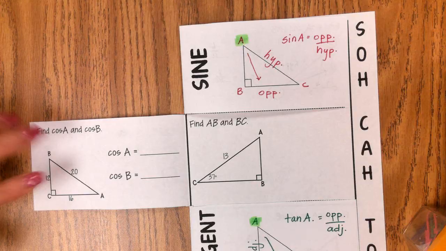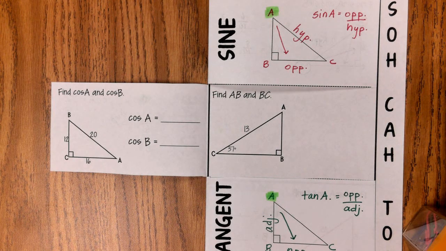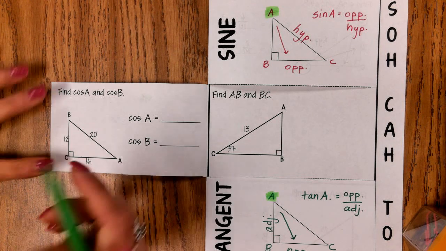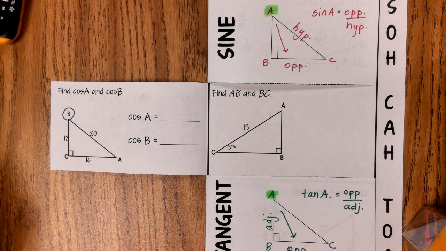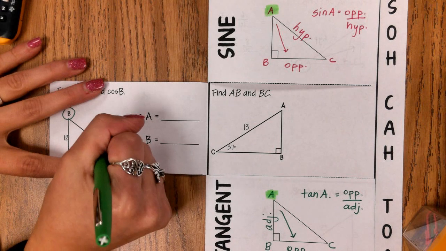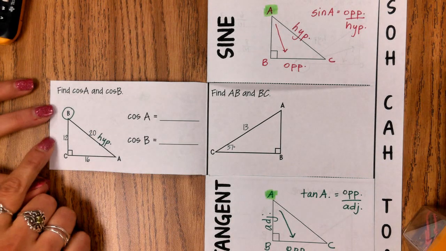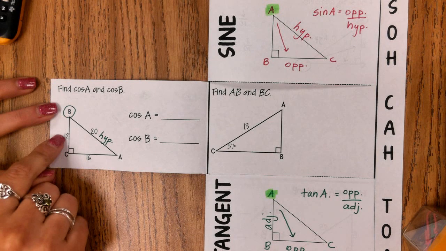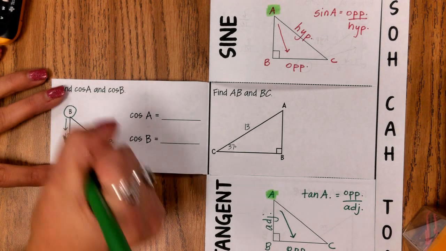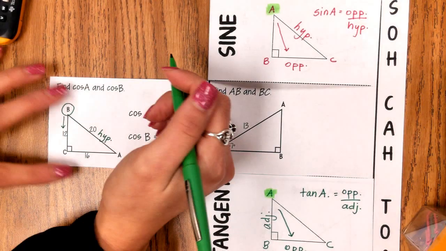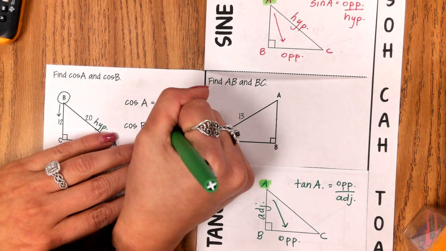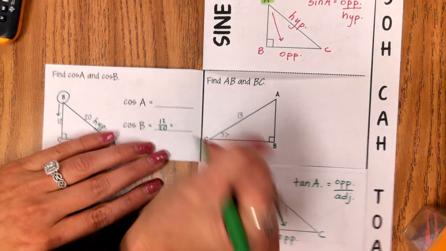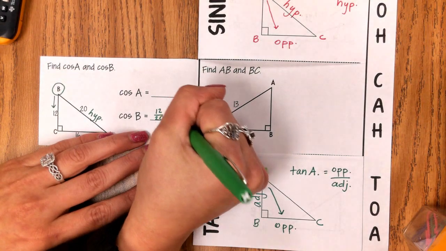Alright, so I have cosine. So cosine is adjacent over hypotenuse. Alright, so if I'm finding the cosine of B, which side is my hypotenuse? 20, very good. And that means that this is going to be my adjacent because it's right next to it. Okay? So this is my adjacent. So if I'm doing adjacent over hypotenuse, my answer for B, which is down here, would be 12 over 20. If I simplify that, I get 3 over 5.